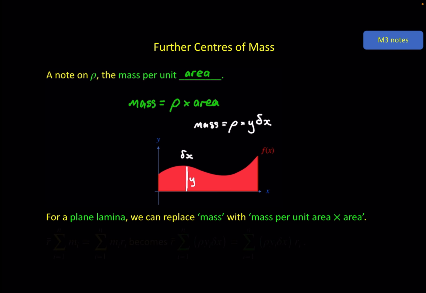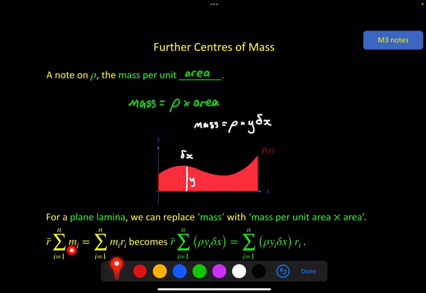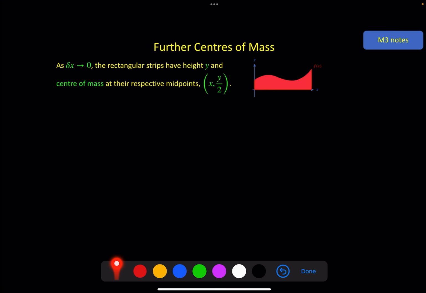So in terms of the formula, we can change the mass here of the individual strip and the mass here of the individual strip into rho y delta x, which is still the mass of the individual strip, just written in terms of mass per unit area and area. So although it looks a little bit different, we are still applying this same idea. So as delta x tends to 0, we said that the rectangular strips have height y and center of mass at their respective midpoints. So again, there's our strip. Center of mass here, and that's at x, where x is just the coordinate of the strip, and y by 2, the midpoint of the line.